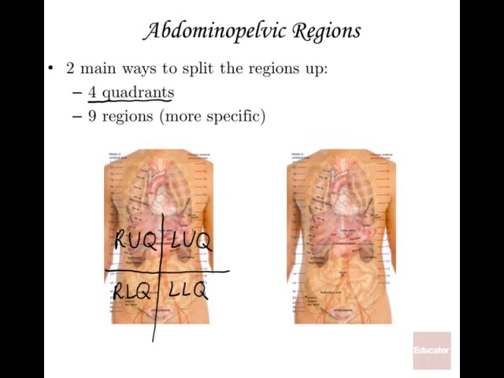The appendix is actually a little worm-like looking pouch coming off the beginning of your large intestine. And if that gets infected and is not removed through an appendectomy, it could kill a person. So it's better to be safe than sorry. If you have appendicitis-like pain, get yourself to the ER. And that would be just down here in the right lower quadrant.